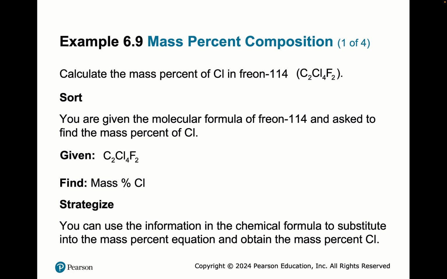Calculate the mass percent of chlorine in Freon 114. When we have these names, there's no convention for them. I don't know what Freon 114 is, so it has to be given to me. The name has nothing to do with the relative amounts of carbon, chlorine, and fluorine. But if you look at this, chlorine's mass is 35.45, carbon's is 12, fluorine is 19. So you're going to expect it to be around 75%.